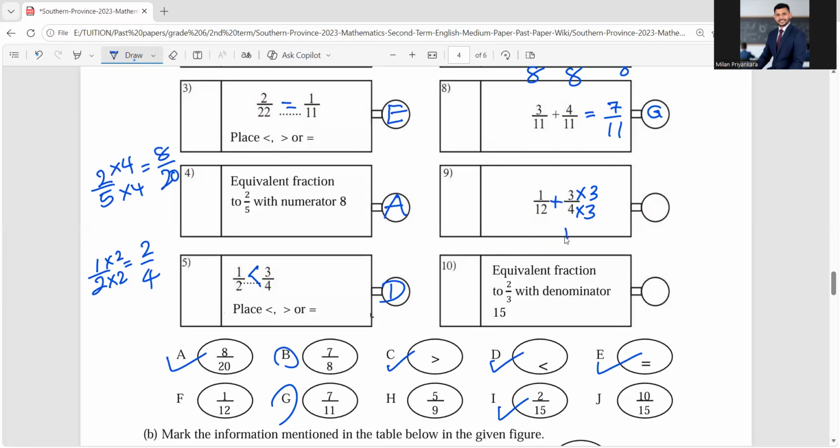And then you have 1 over 12 plus 9 over 12, which is equal to 10 over 12. So you have that answer here.